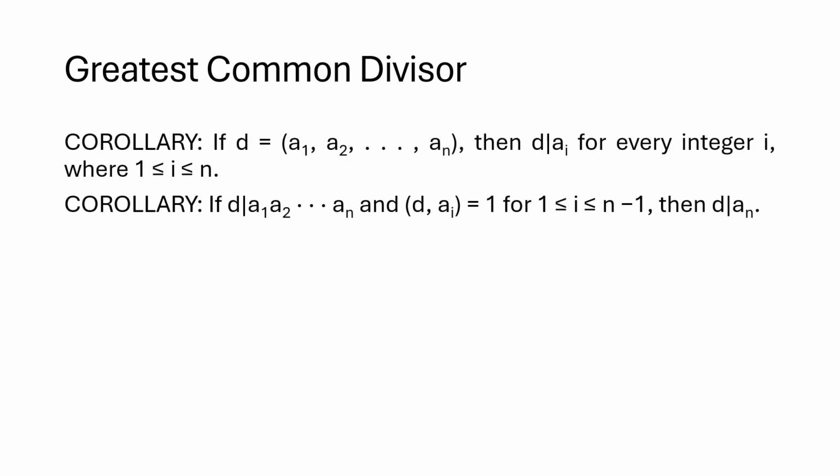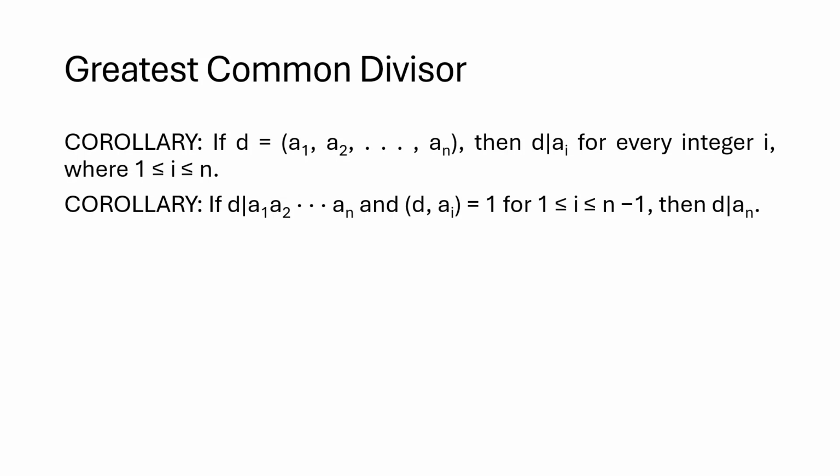So we have here the corollary. This is actually taken from the previous presentation, that follows by the induction. Now we have here, if D is equal to the GCD of A sub 1 to A sub n, then D divides A sub I for every integer I, where I is greater than or equal to 1 but less than or equal to n. And then we also have another corollary.